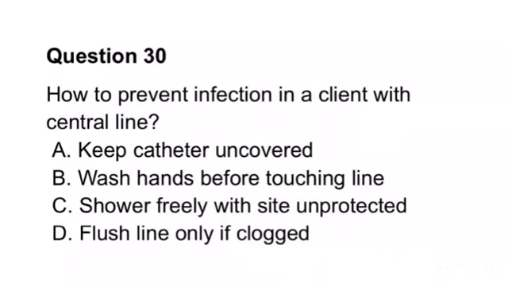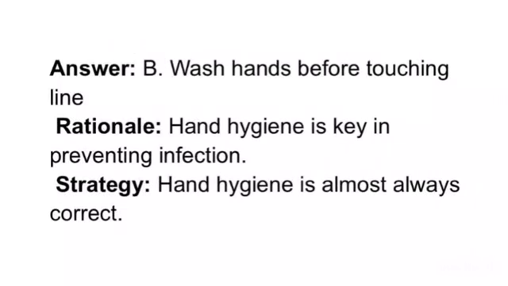Question 30. How to prevent infection in a client with central line? A. Keep catheter uncovered. B. Wash hands before touching line. C. Shower freely with site unprotected. D. Flush line only if clogged. Answer: B. Wash hands before touching line. Rationale: hand hygiene is key in preventing infection. Strategy: hand hygiene is almost always correct.